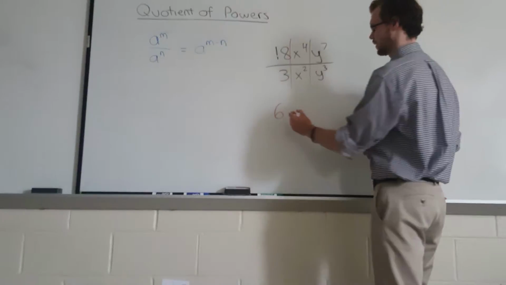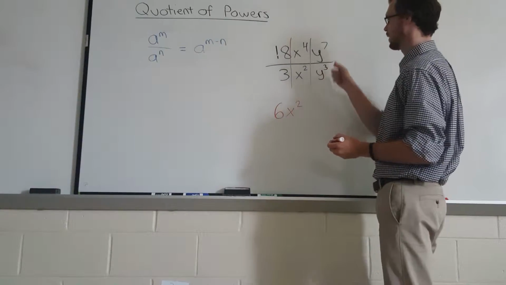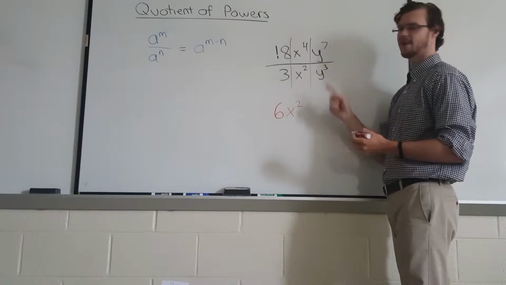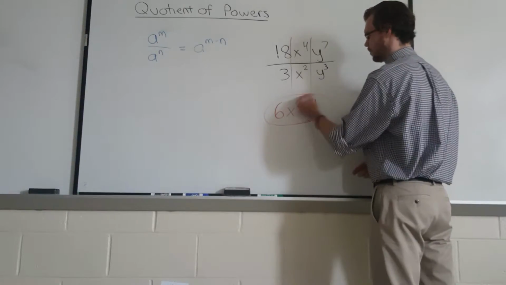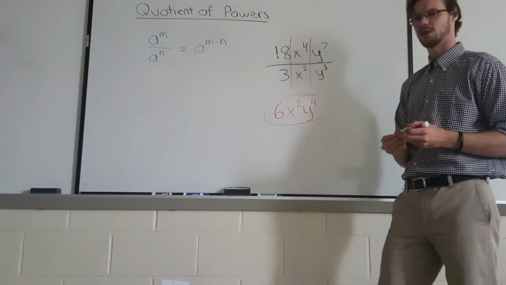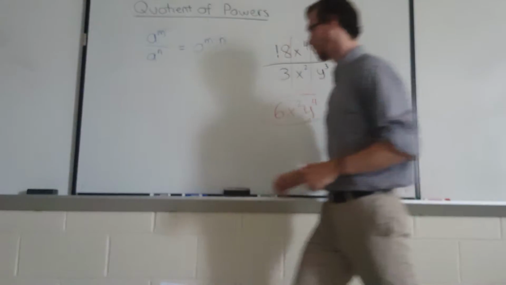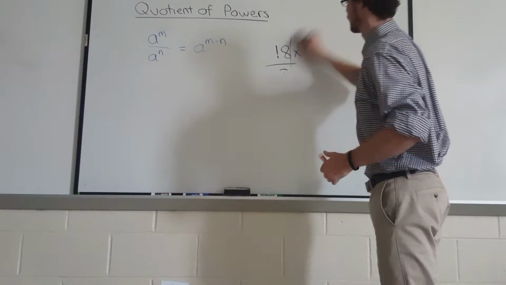4 minus 2, that's going to give me x squared. Y to the 7th over y to the 3rd, same thing. Subtract my exponents because I'm dividing with the same base. So this is y to the 4th. And there we go, I'm done. 6x squared y to the 4th. Easy. You want to see one more? Let's do it. I can tell, you're like, I'm not done. I want one more question.